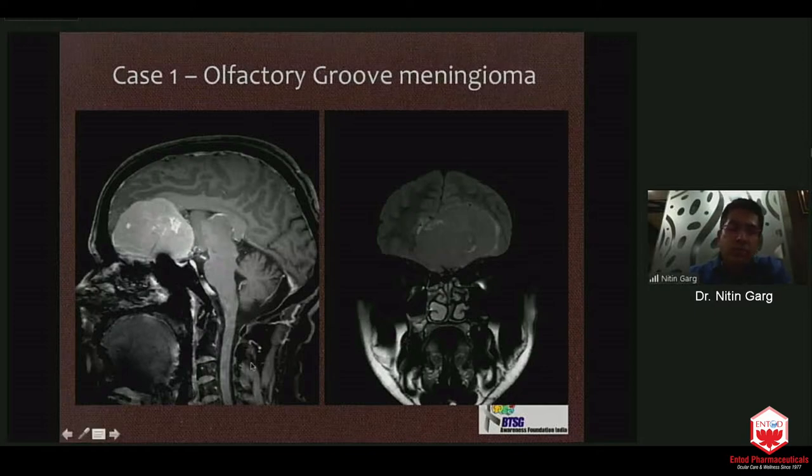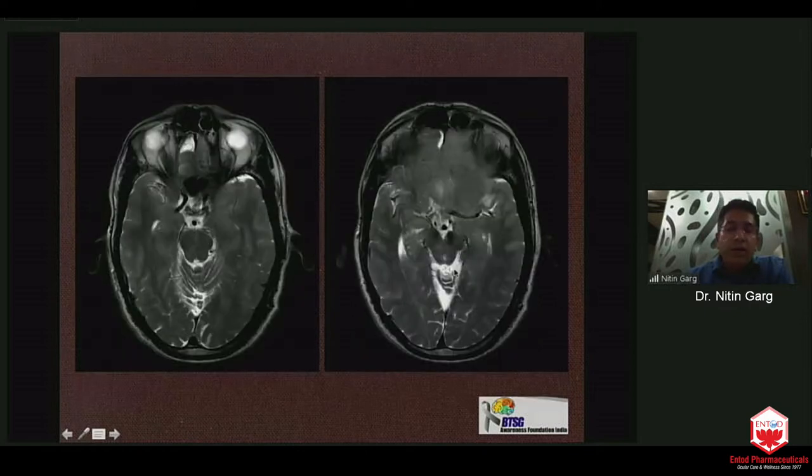And this is just to bring to perspective whatever we have been discussing. Now, this was a young patient, around 35 years old, with progressive headaches, and as Dr. Soam mentioned, cognitive changes, and slowly progressive visual impairment. So we can see it's a large meningioma, an olfactory groove meningioma. There is hyperostosis of the bone. And we can see there is so much pressure, so much mass effect.